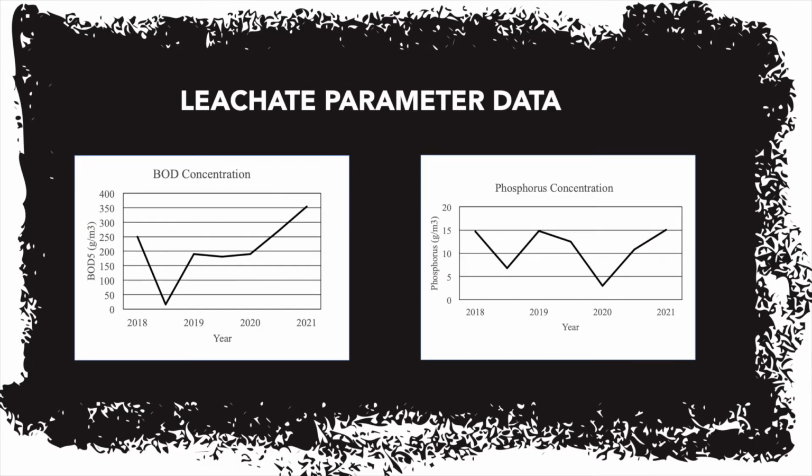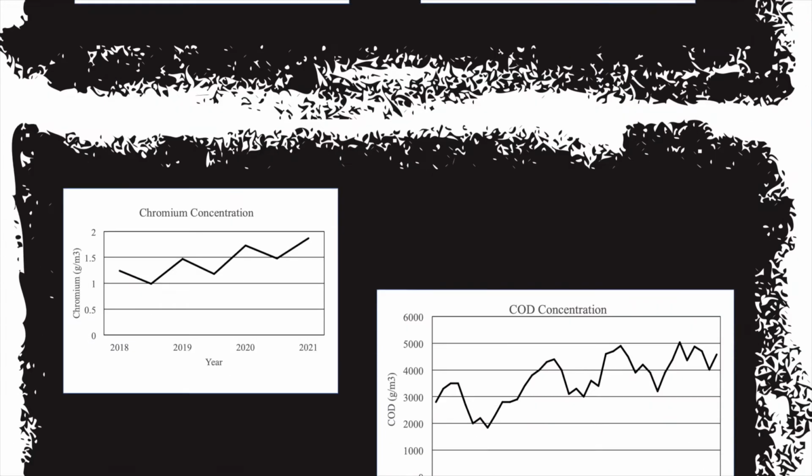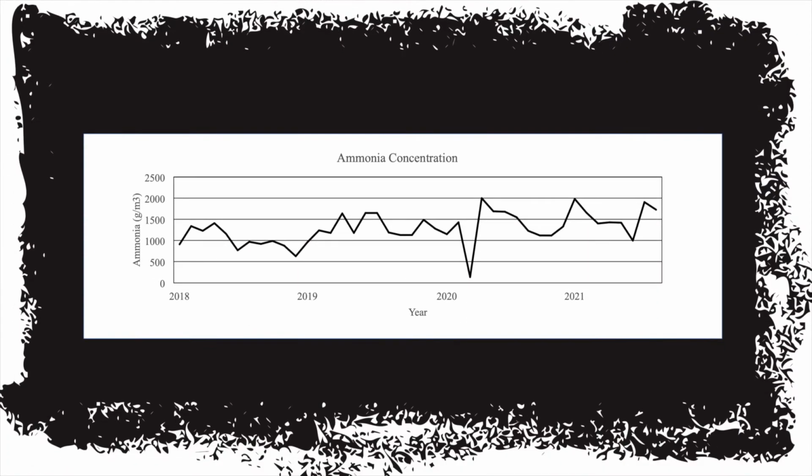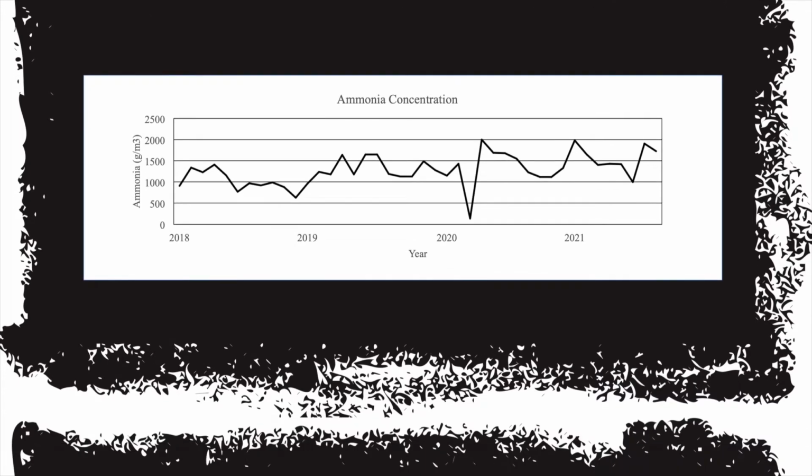Next is the leachate parameter data. The BOD concentration and phosphorus concentration start at a high, then they fall off, climb and then fall off and then reach a peak again. These trends can also be seen for the chromium and COD concentrations, and this can also be seen in the ammonia concentration, as aged leachate shows a lower concentration while fresh leachate shows a higher concentration.